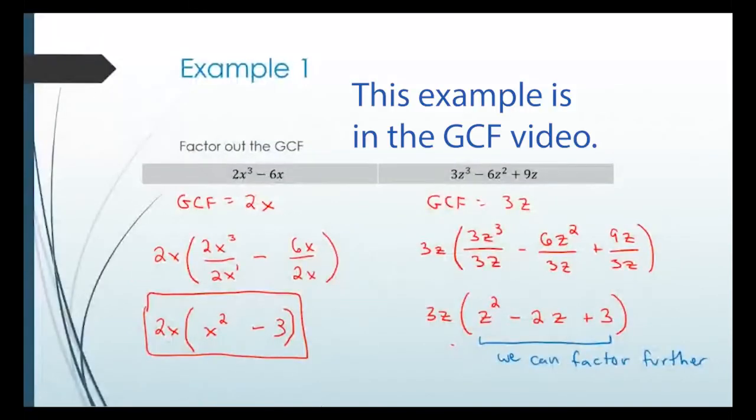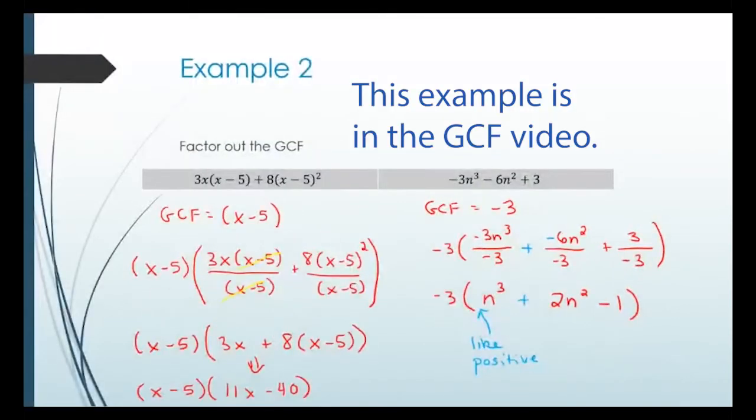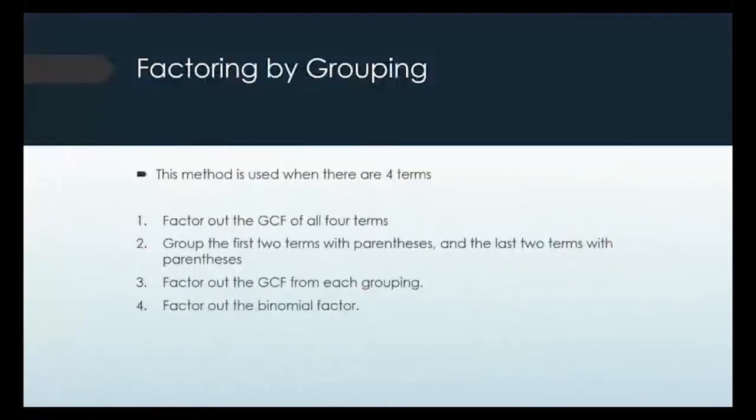Something like the left example here, where you have a binomial factor, you're going to be left with something that looks kind of like that, and then you're going to factor that out. So it's like you're factoring multiple times, but it's a really nice method for when you start getting into trinomials.